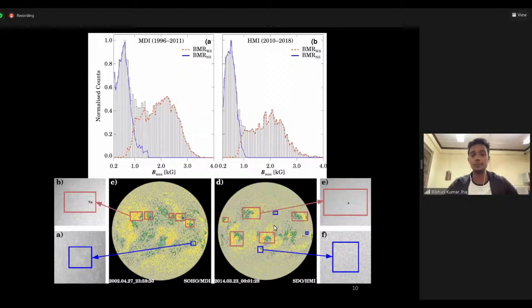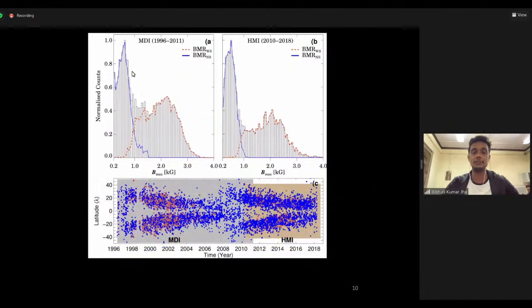This could be due to the instrument limitation and our detection method, because the magnetic field strength is not strong enough to suppress the intensity, so we do not see the intensity contrast. When we plotted the distribution of these two classes separately, you can clearly see one peak corresponds to BMR with no sunspot, and another to BMR with spot. So this gives us two classes of BMR.